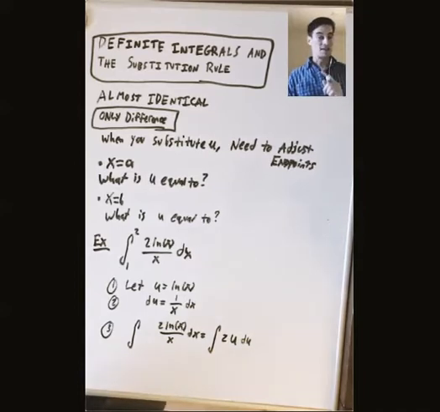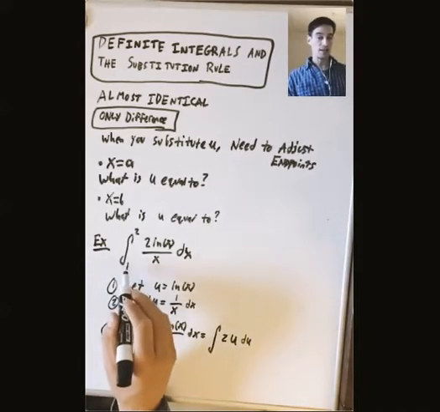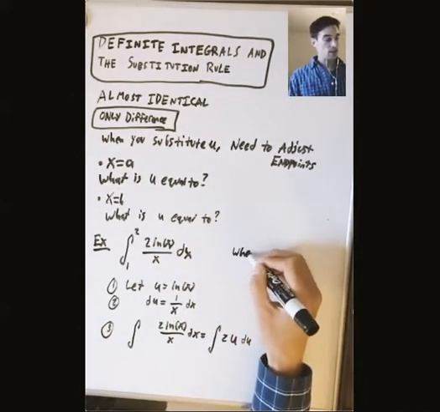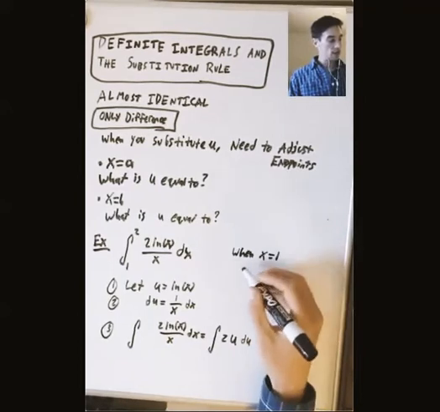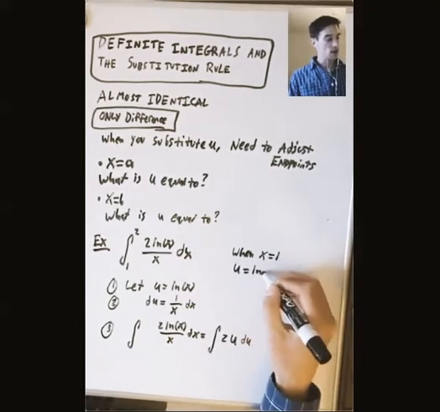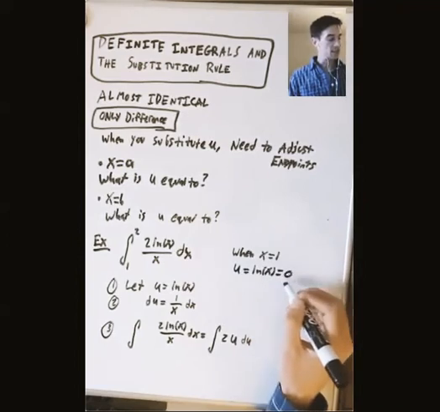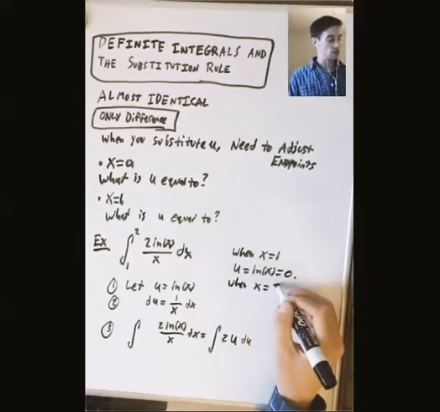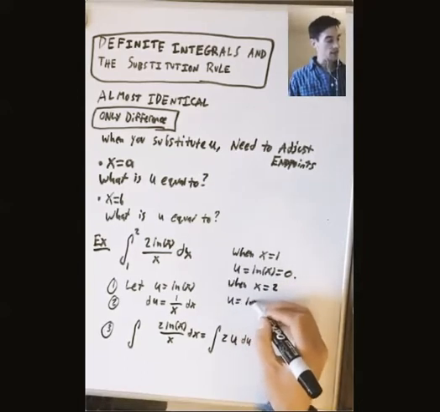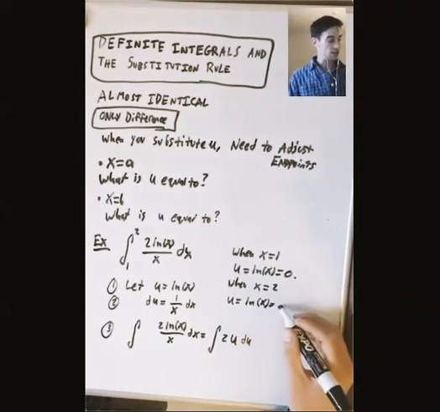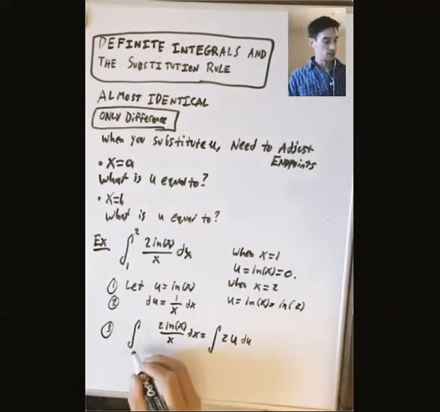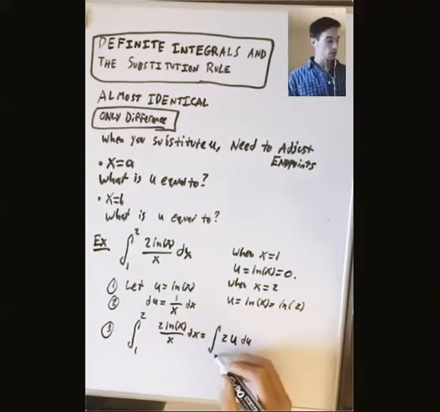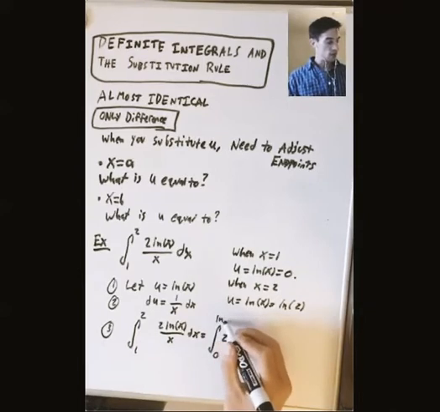Okay, but the original integral had endpoints. It started at x equals 1 and ended at x equals 2. And we just have to ask, when x equals 1, u equals natural log of x is equal to 0. And when x equals 2, u equals natural log of x is just natural log of 2. So the original integral went from 1 to 2, and our new integral in terms of u goes from 0 to natural log of 2.